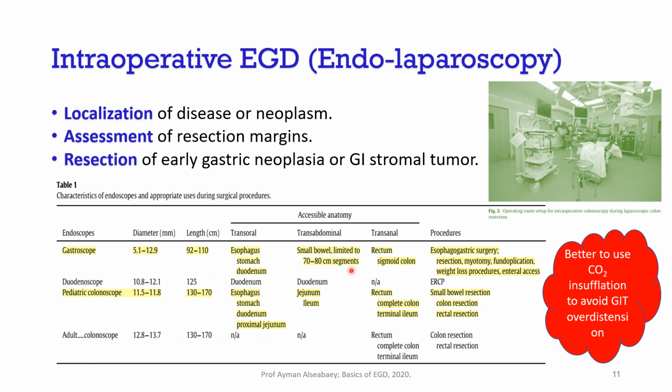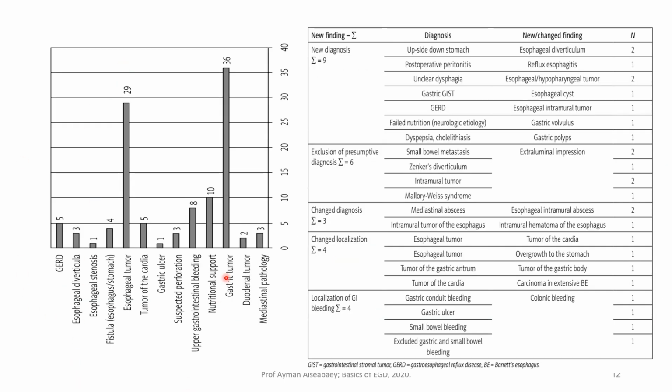The adult endoscope can be used, of course, to do colon resection and rectal resection. That's right. And it will be done transanal. That's right. So there is the transoral route. This is a known route for the endoscopist. But during the operation, you can do the endoscopy transabdominally or transnasally. In this center, these are the common indications for endolaparoscopy: GERD, esophageal diverticulae, fistulae, esophageal tumors, as you see, gastric tumors. These are the most common indications.